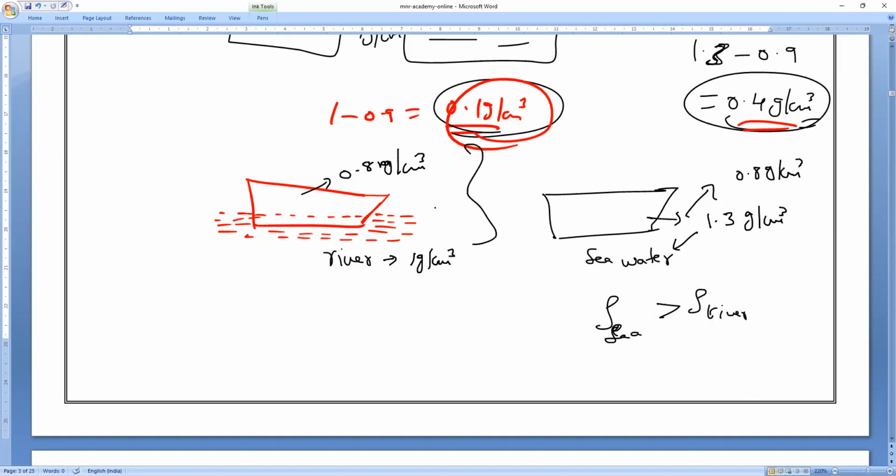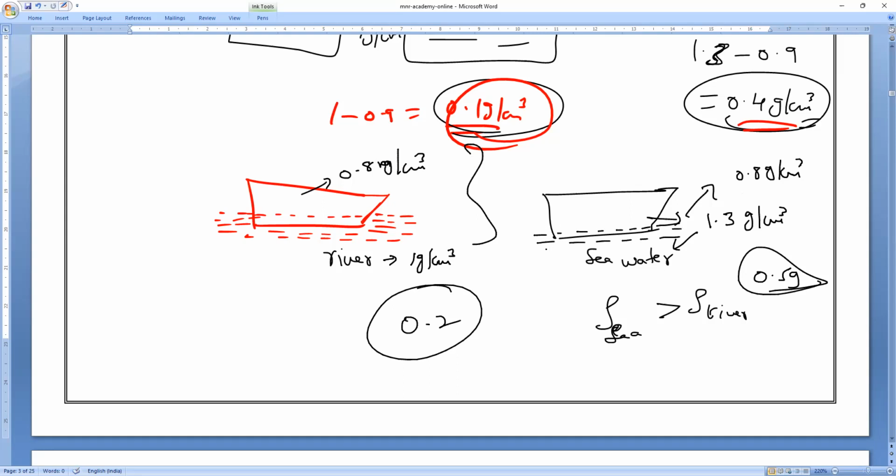So where is the difference more? Here 0.2, here 0.5 is the difference. So where is the immersed portion of the ship higher, in the sea or the river? The immersed portion in the sea is less compared to the river, because here the difference is very, very large. Everybody, please respond.